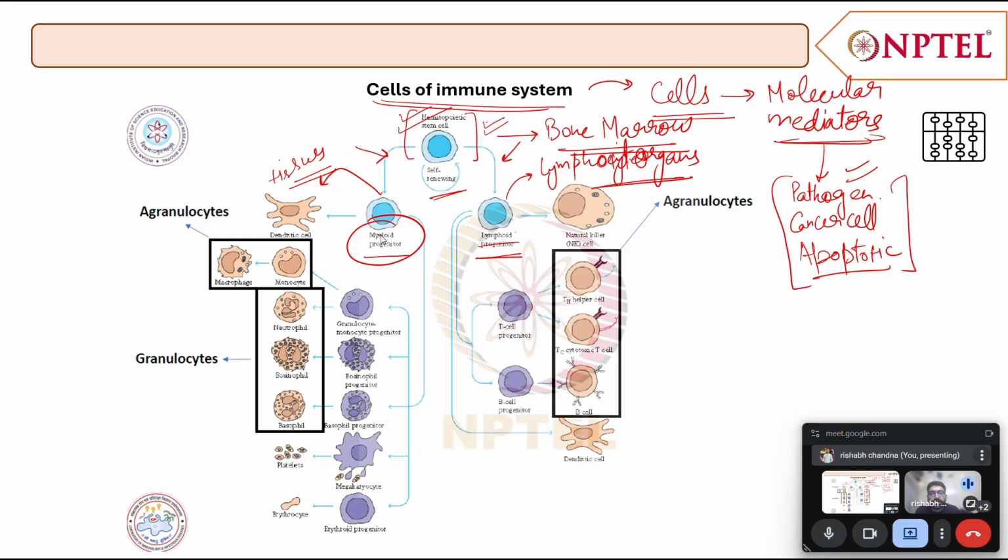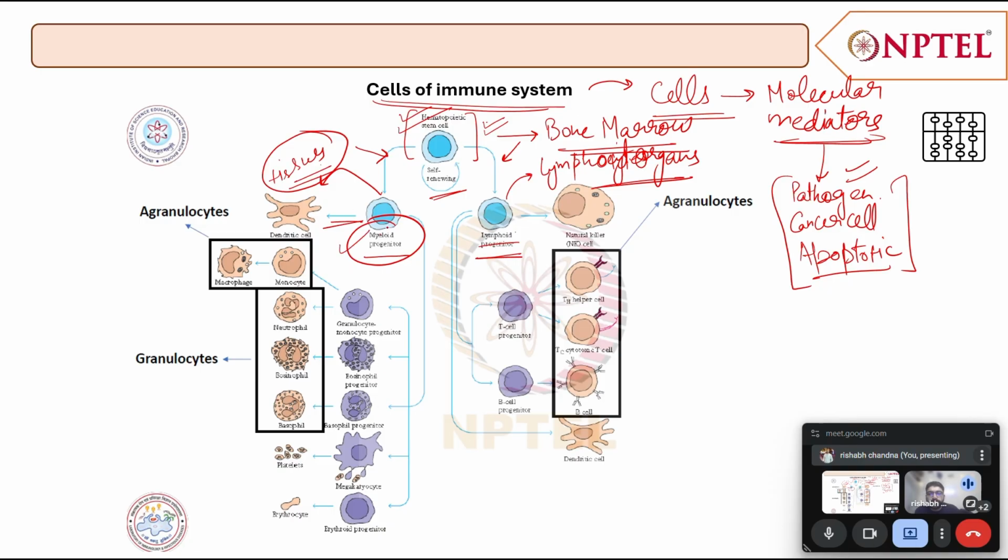So these myeloid progenitor cells basically help directly inside the tissues. The cells produced from this particular progenitor directly act upon different kinds of pathogens inside the tissue.